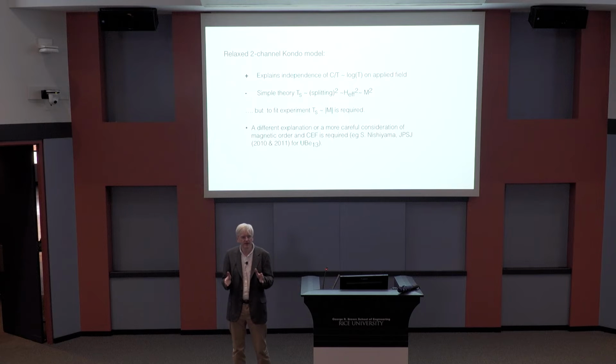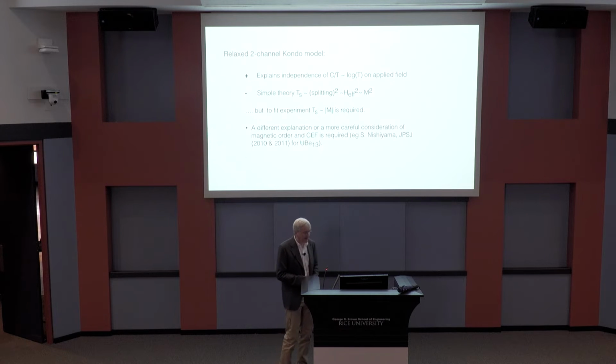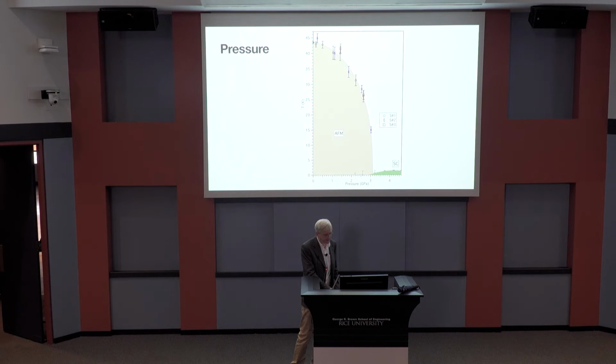So it's a little bit like Miranda's model for a distribution of Kondo temperatures for the normal Kondo effect. That would explain nicely the independence of C over T from the applied field, because that's just shifting us up and down within our sine wave. But there are some shortcomings, namely the actual distribution we have to take is T_s proportional to m, whereas the one that would be given theoretically would be that the temperature scale goes as the field squared, or m squared. So a different or more careful consideration is required.